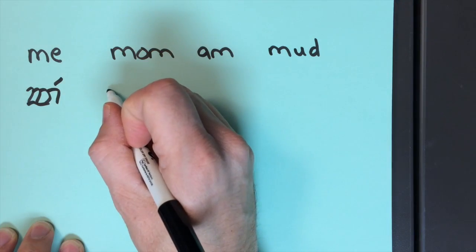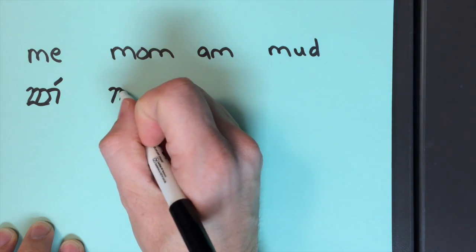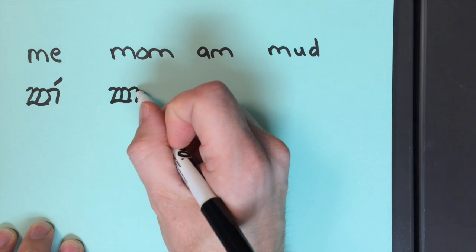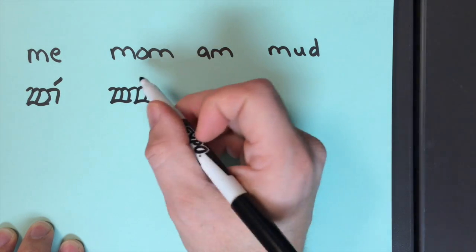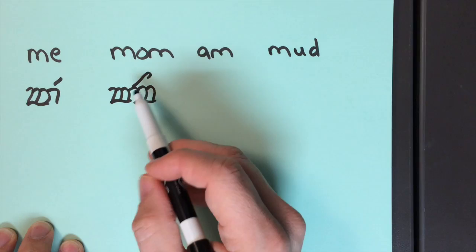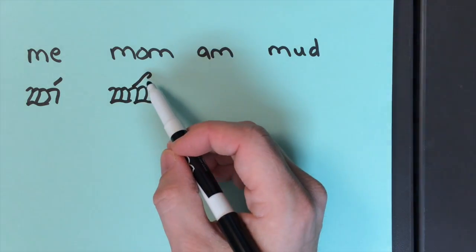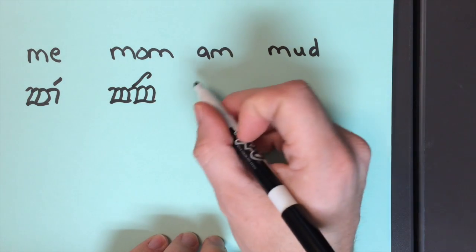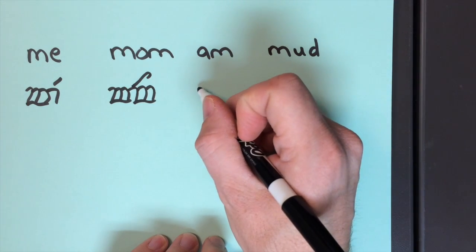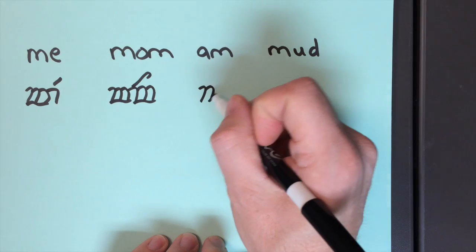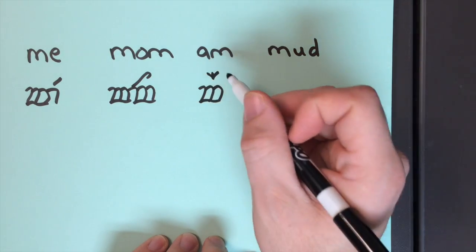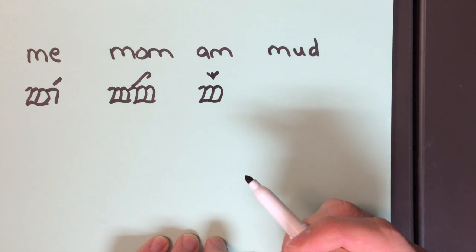To draw mom, we draw our M like this, draw another M, and then draw your vowel for the O, the loop, or hook rather. To draw mud, we draw our M and place our A vowel on top, just like that.